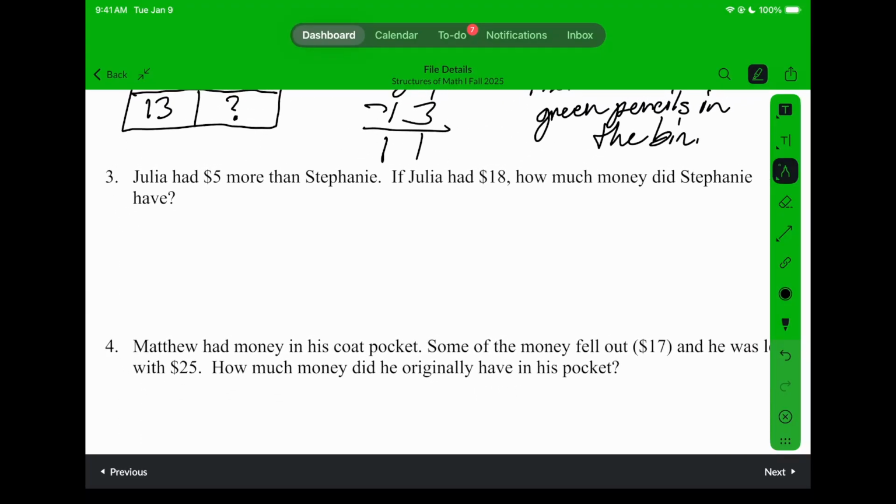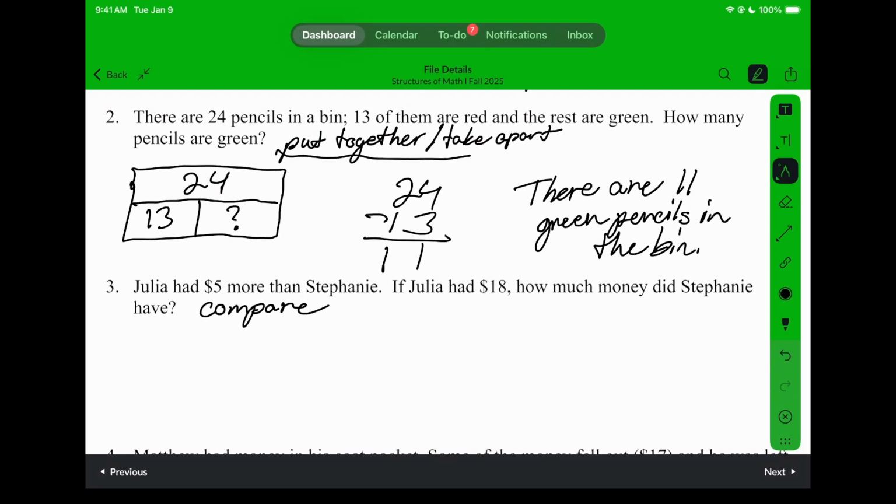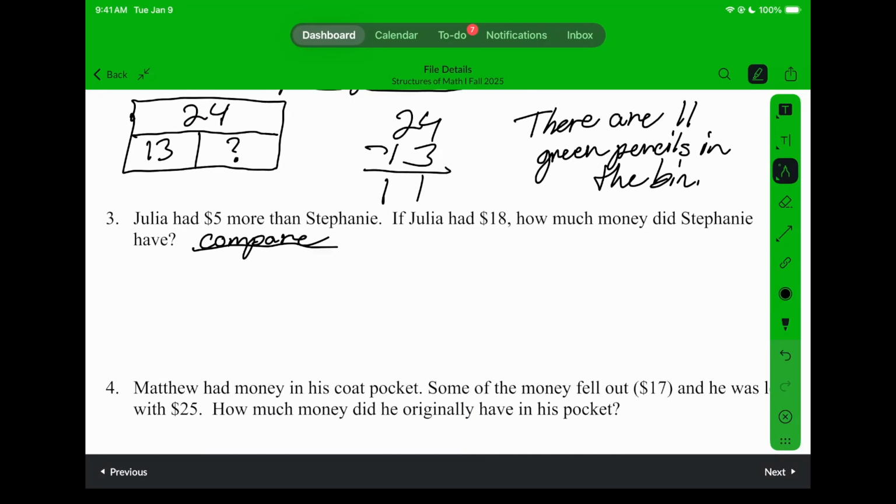Julia has $5 more than Stephanie. If Julia has $18, how much money did Stephanie have? Okay. Seems like Julia has money, and she has more money than Stephanie. I feel like we're comparing the amounts of Julia and Stephanie. The eraser keeps popping up. I didn't even underline it. Oh, there we go. Compare.